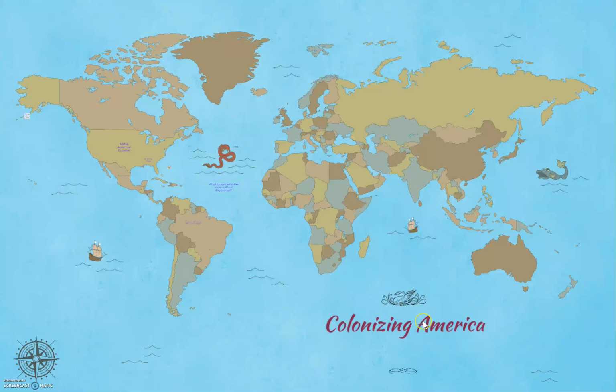Okay, so we are going to start today talking about colonizing America. We're going to look at four major themes: Native American societies prior to 1491, factors that led to world exploration, economic and political motivations for Spain, Britain, France, and the Netherlands, and lastly, the Protestant Reformation leading to the settlement at Plymouth.